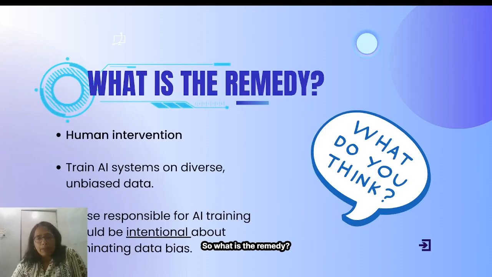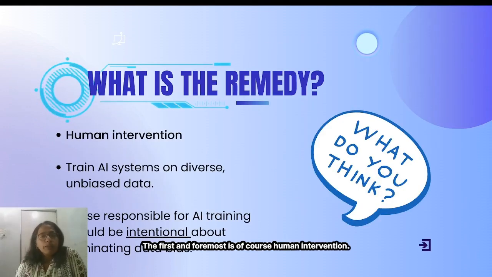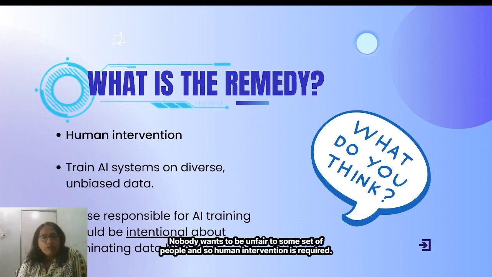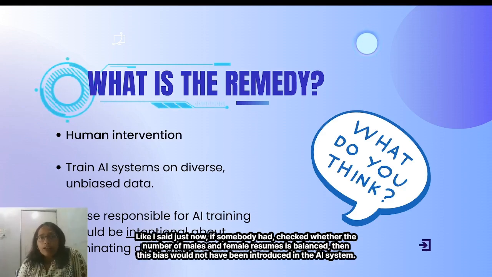So what is the remedy? The first and foremost is, of course, human intervention. The tools and systems should help the organizations in being more efficient and effective, but at what cost? Nobody wants to be unfair to some set of people, and so human intervention is required. Like I said just now, if somebody had checked whether the number of male and female resumes is balanced, then this bias would not have been introduced in the AI system.